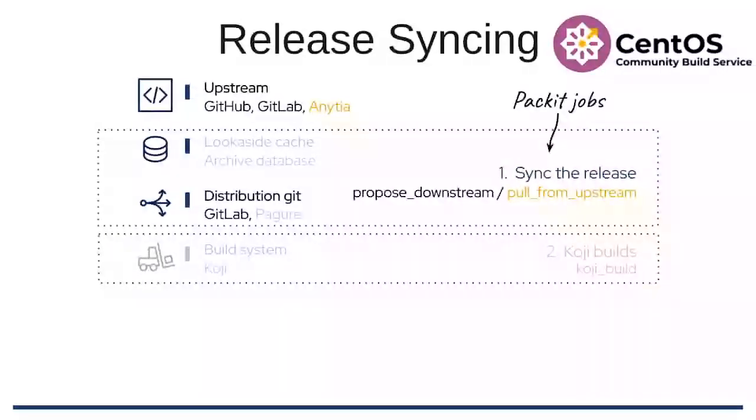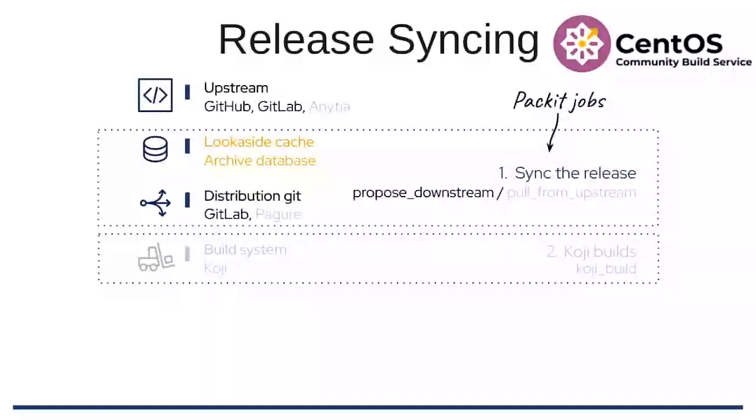So Anitia, again, proposed downstream works now. The push workflow coming from GitLab works now. The pull workflow with Anitia, there needs to be some work done on our side.